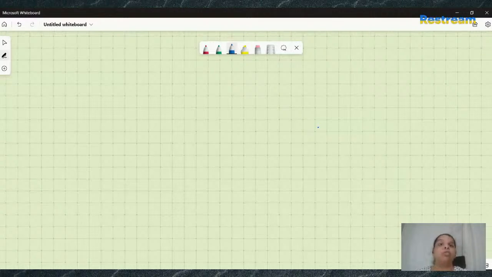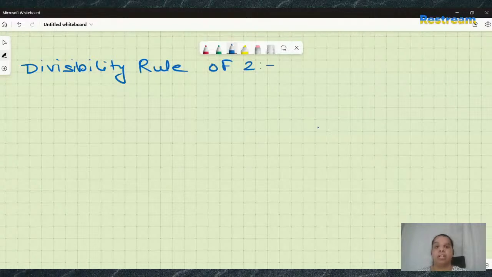Now, generally, divisibility rules are taught for the numbers 2, 3, 4, 5, 6, 8, 9, 10, 11, and 12. So today we are going to cover all these rules, and next time we will do some examples based on this. So let's start with our first rule, which is the divisibility rule of 2. This rule states that any number that ends with 0, 2, 4, 6, sorry.